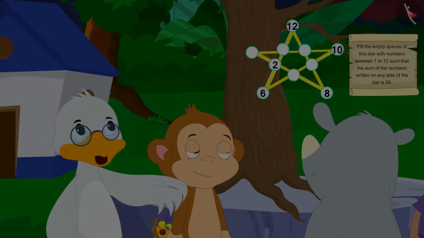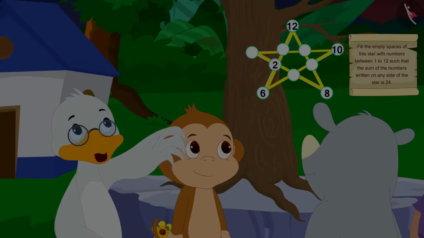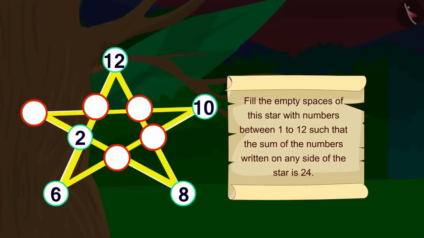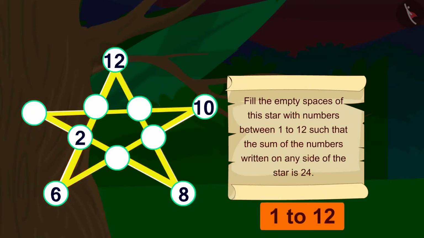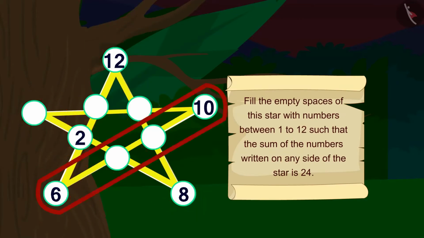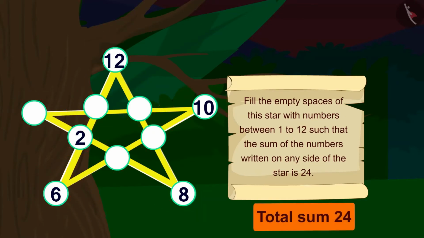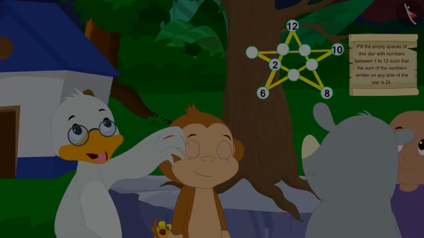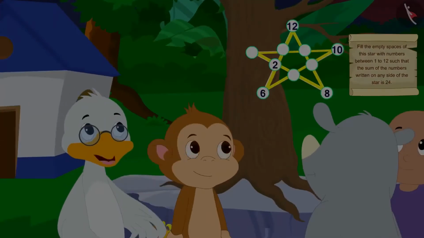"Look here, it is written on the top. Fill the empty spaces of this star with numbers between 1 to 12 such that the sum of the numbers written on any side of the star is 24. Let's all try to fill these empty spaces together," uncle told all the villagers.